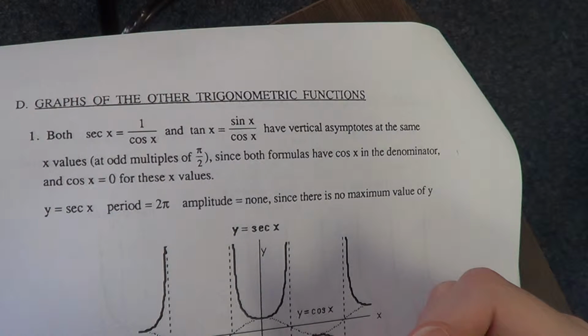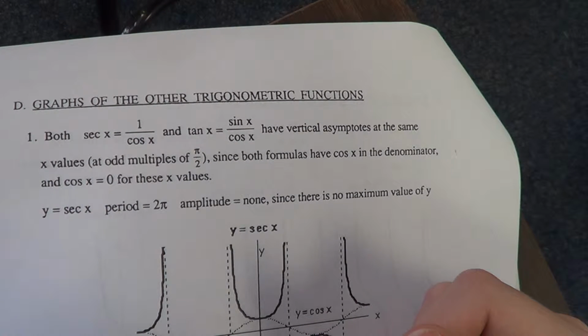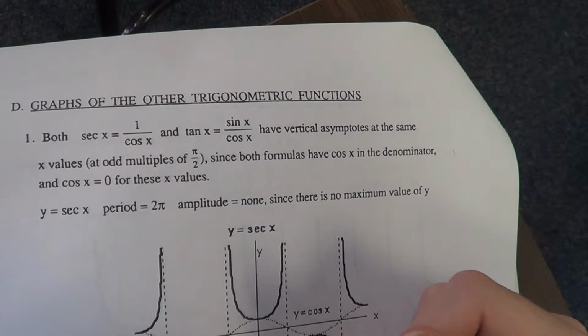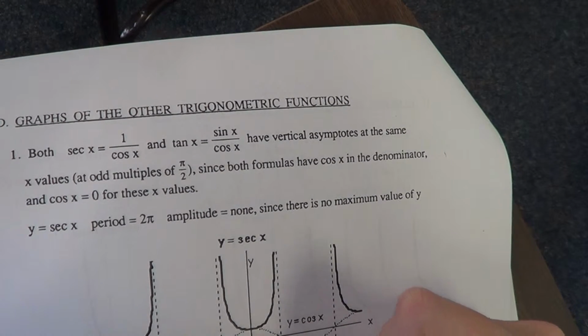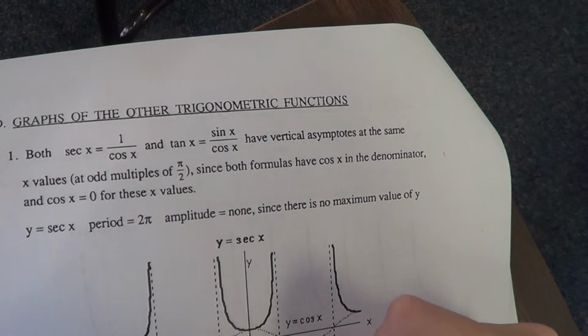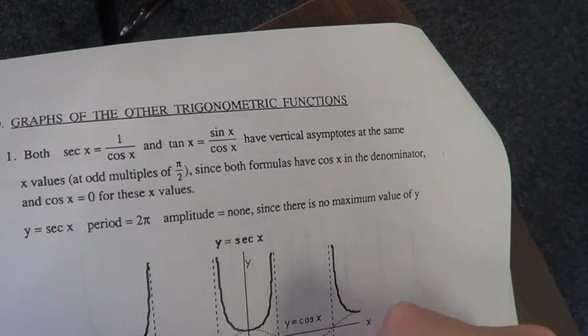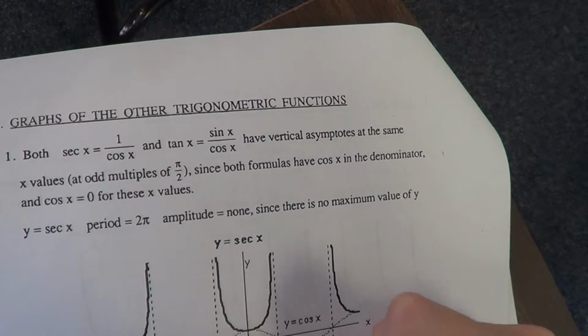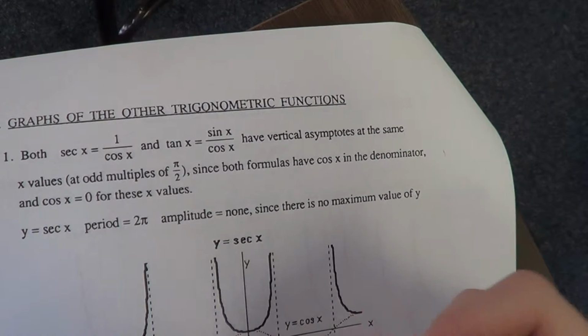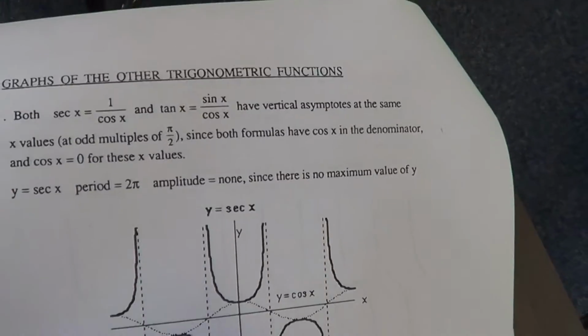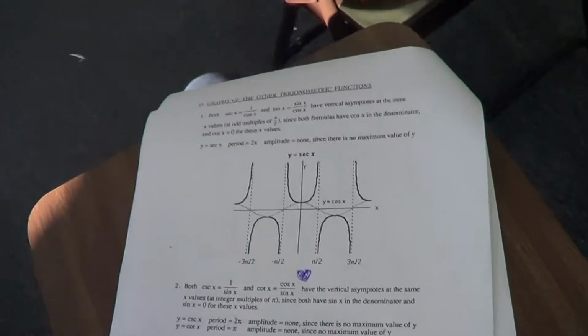And again, there's no amplitude. Since we have asymptotes, there cannot be an amplitude. So the secant will look like what you see there. They show you also the cosine, so you can see it would have minimum and maximum points at 1 and -1, and the secant goes up from there and then down.